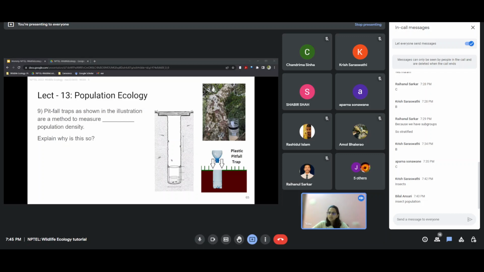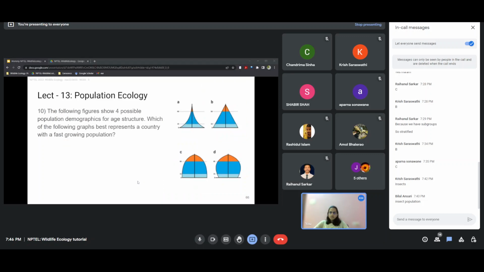There are also traps that use some carbon emitting source, because carbon attracts insects to it. So yes, there are various sources, but this is a pitfall trap that is used in measuring population density or even population diversity of insects. All right, so next question.